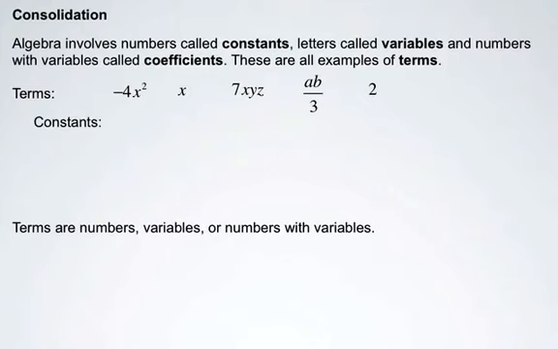Let's identify the constants. So the constant is a term with no variable. In our list here, 2 is the only example of a term that doesn't have a letter. All the others have letters.